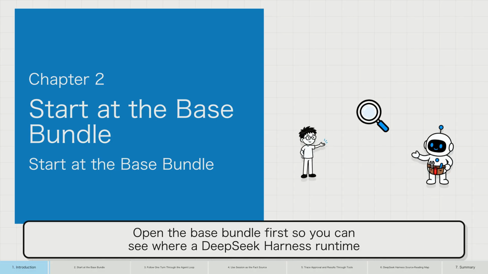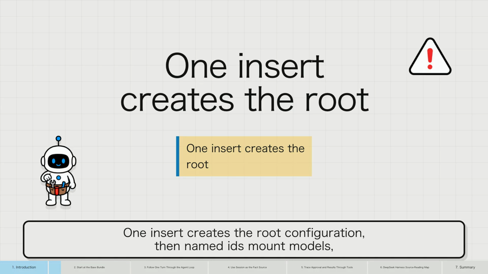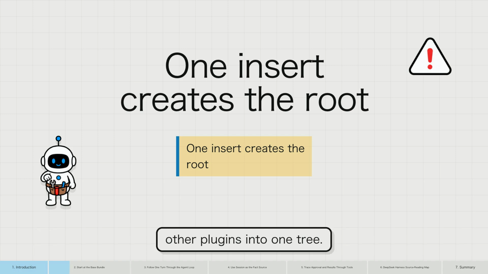Open the base bundle first so you can see where a DeepSeek harness runtime starts assembling itself. Packages/bundle/base/cordis.patch.yml is more than a feature list. One insert creates the root configuration, then named IDs mount models, sessions, the agent loop, tools, approval, sandboxing, persistence, and other plugins into one tree.